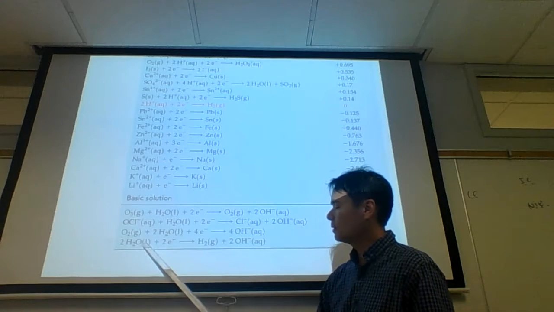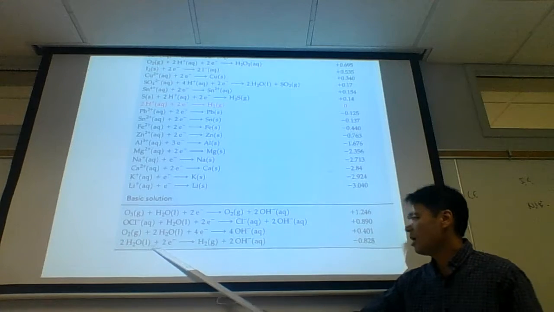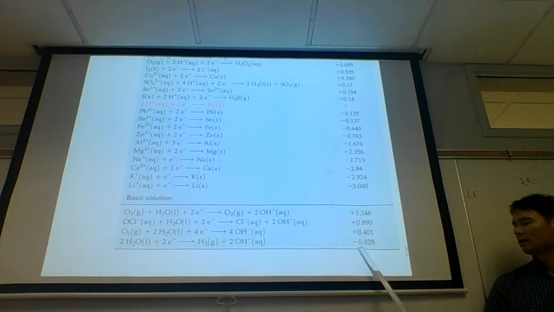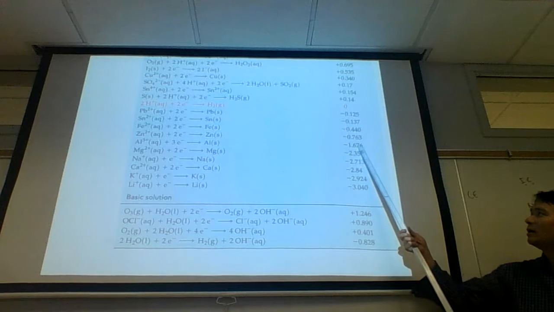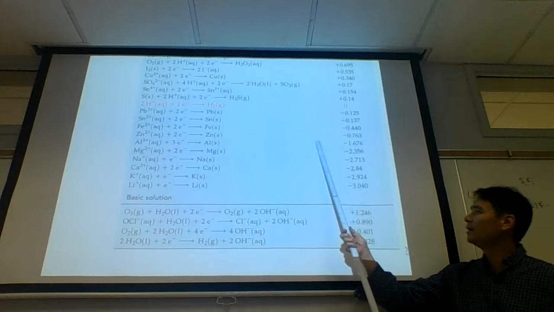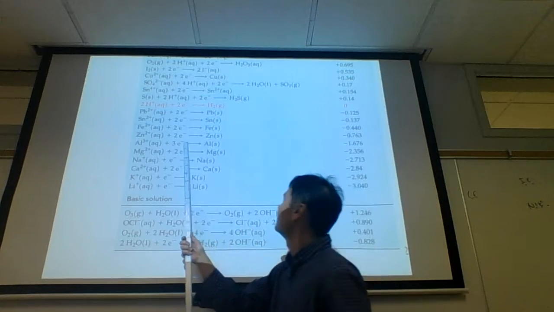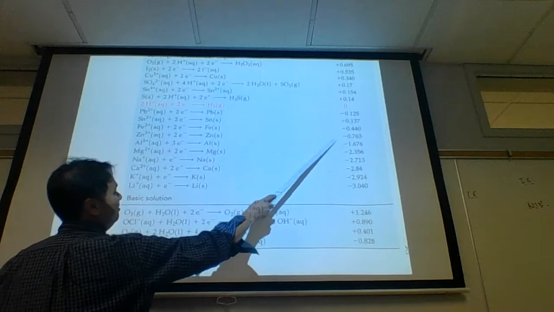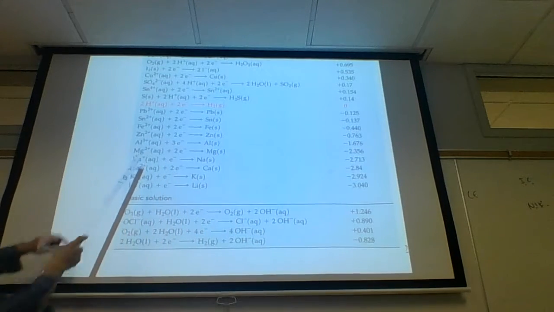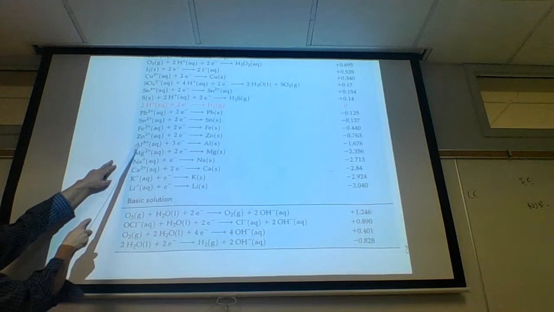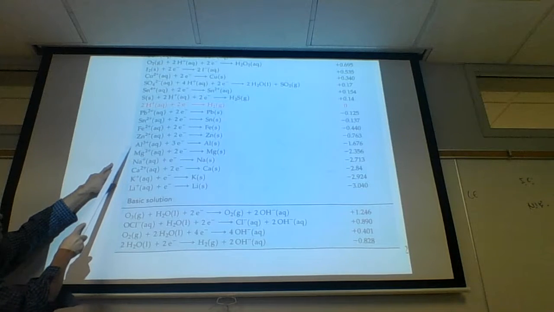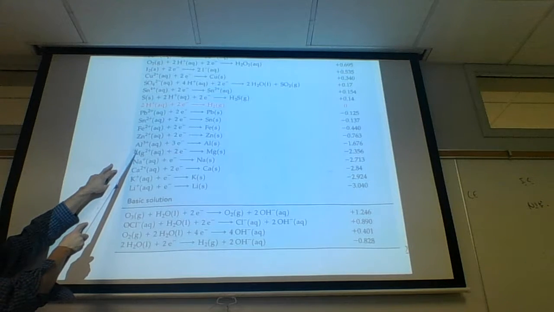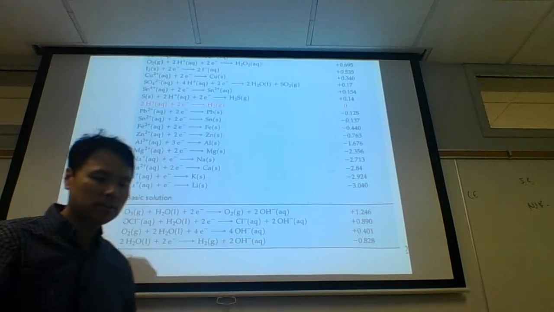And so where do you place water then? Where you place water is based on this number here. If you look at this number, it's minus 0.828. And so we look, where does minus 0.828 go? It goes here, which means water fits between zinc ion and aluminum ion. And so water is a weaker oxidizer than zinc, but a stronger oxidizer than aluminum. That's where water fits. And so you have to get familiar.